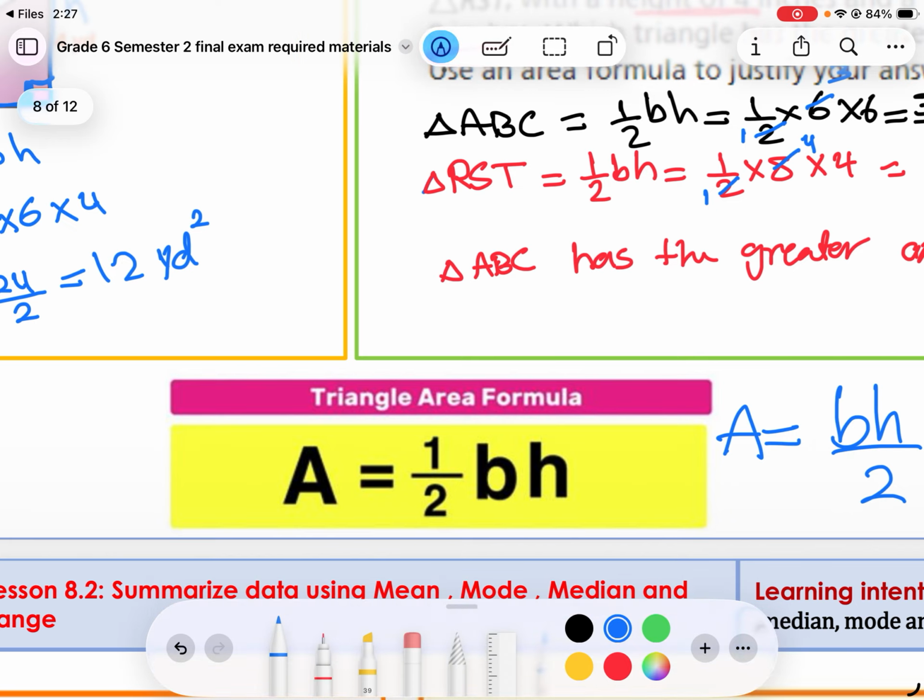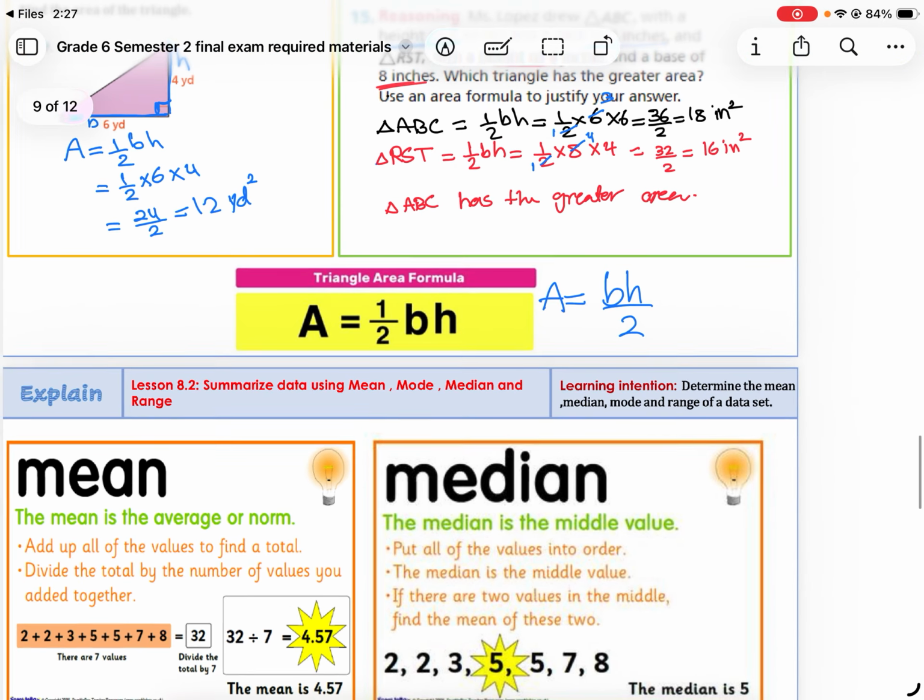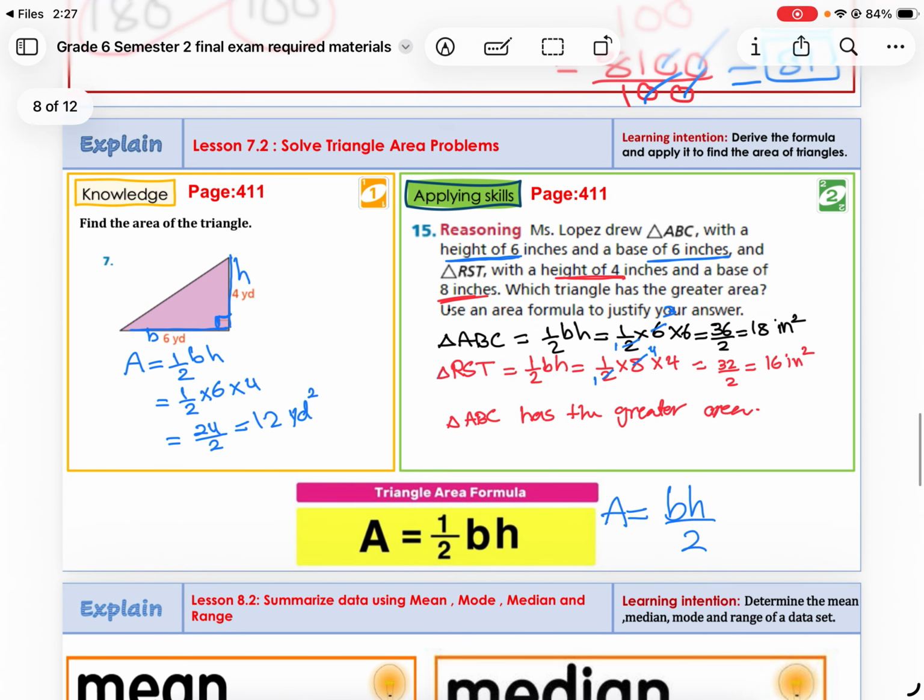Okay, let me check. Are we done here? So we are done with the triangles. You just have to know how to find the area for direct questions like task 1, and you have to know how to solve word problems. The word problems could be direct, or they could be like this one, where you're comparing areas. So again, just put the formula, substitute your values, and don't forget to put the unit: inch squared, yard squared, feet squared, and so on.